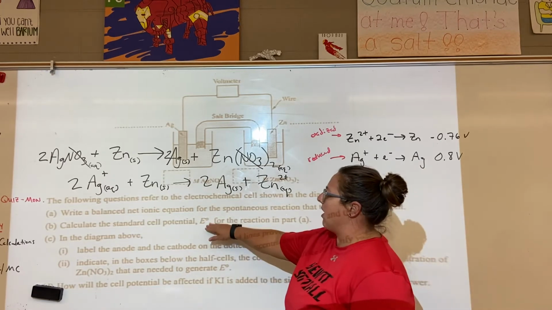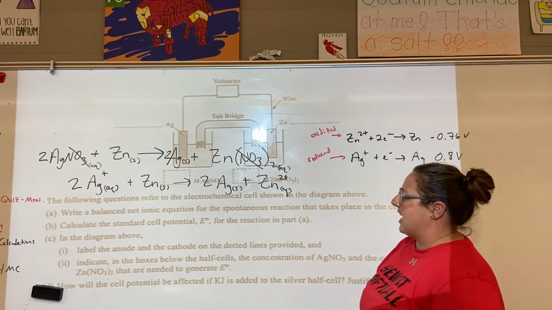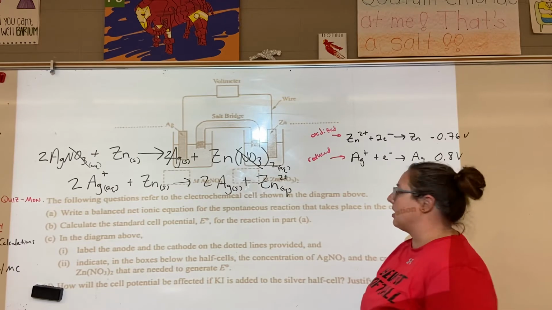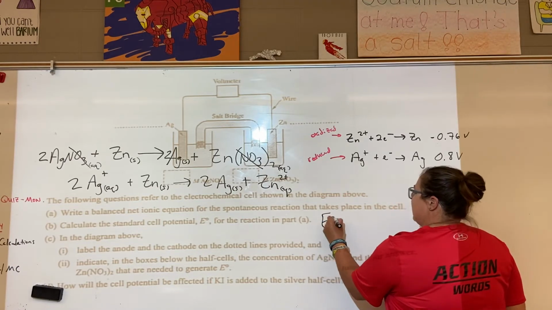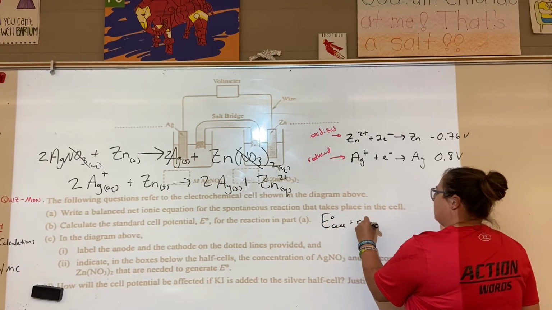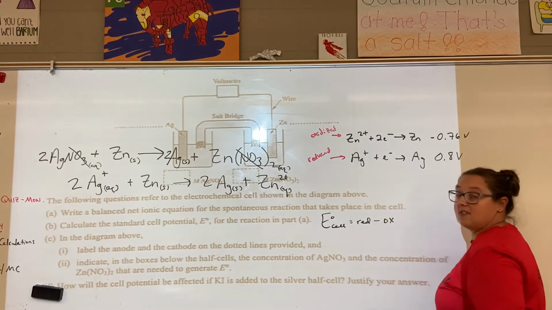Now for the next part, we want to calculate the standard E cell for the reaction. So remember, standard E cell is equal to reduced minus oxidized value.